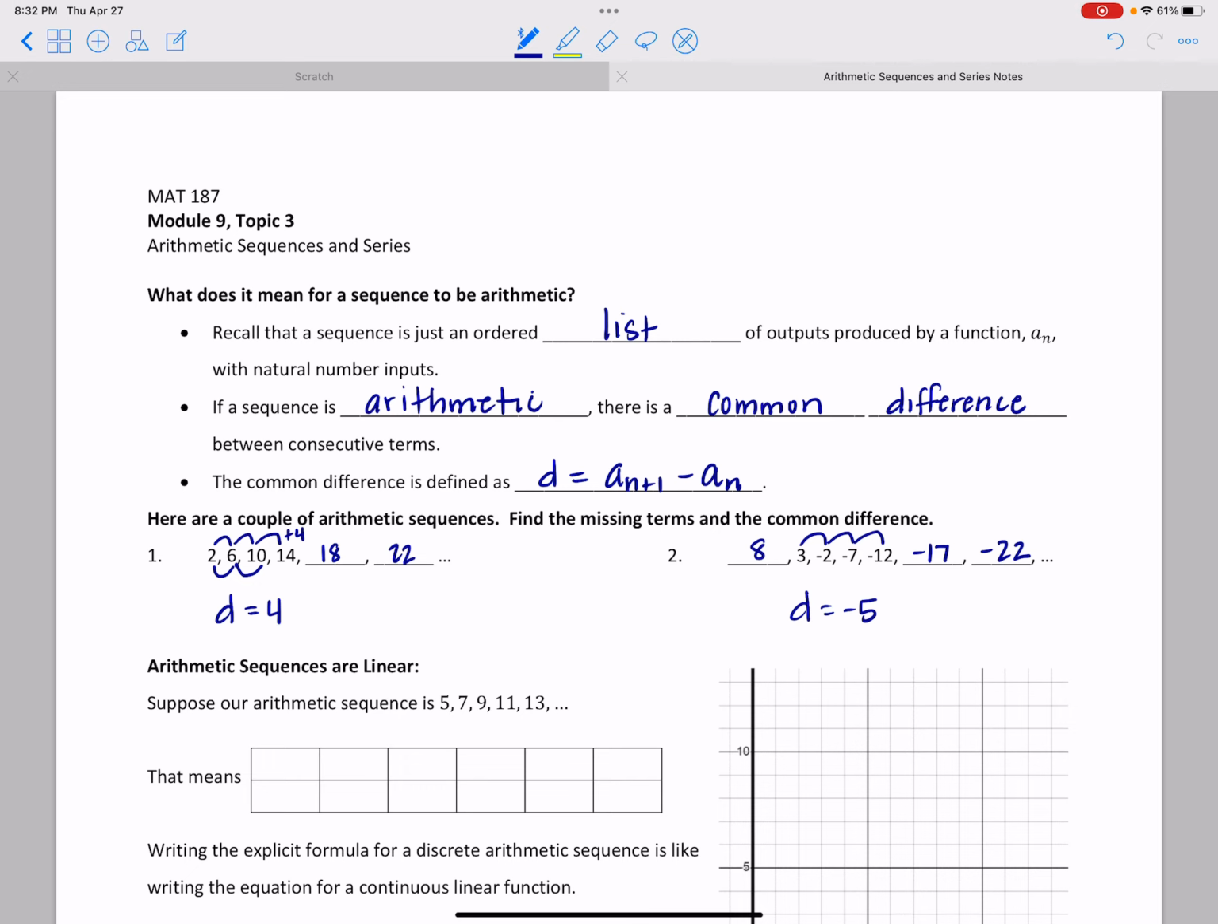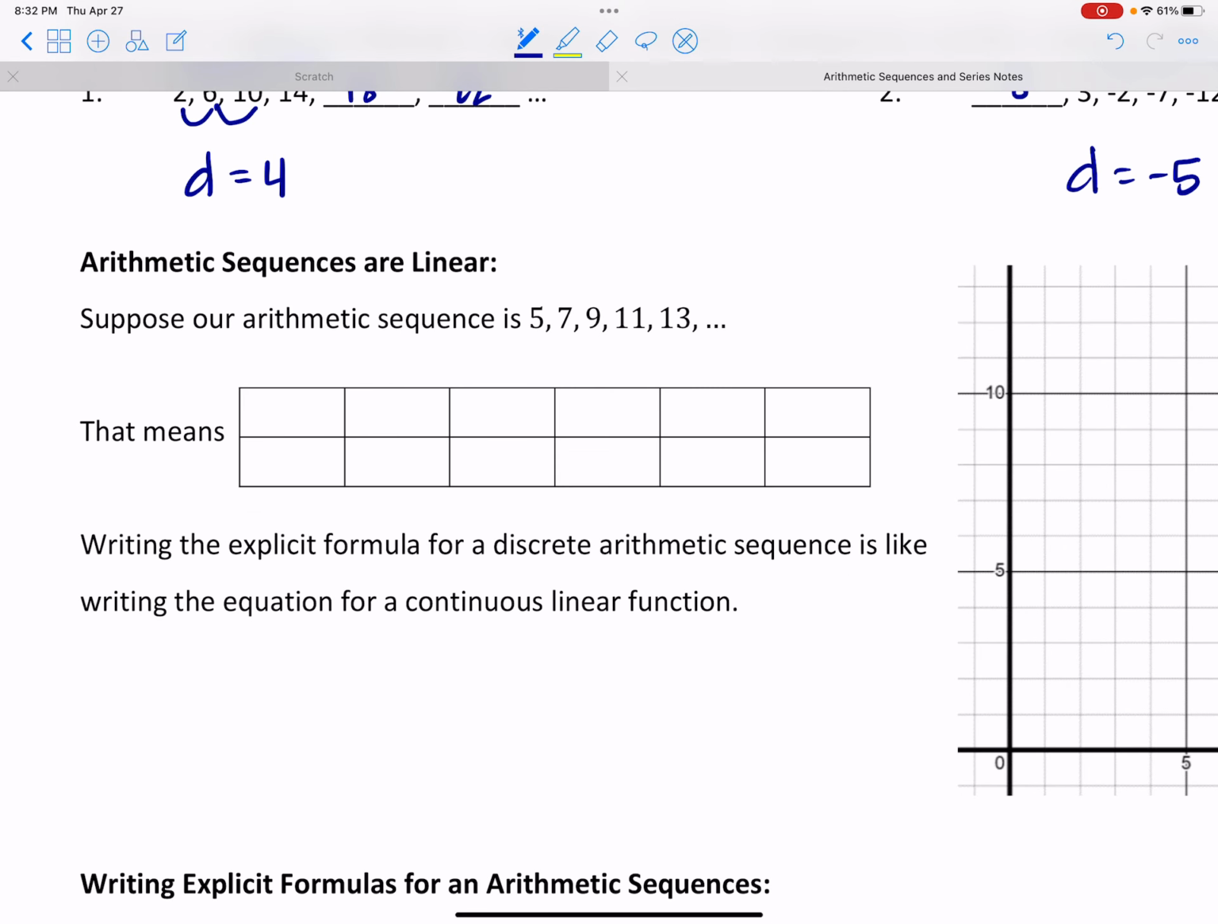Okay? Now I want to connect this to something that we already know. Arithmetic sequences are linear in nature. So let's suppose our arithmetic sequence is the numbers 5, 7, 9, 11, 13, and so on. When I say that list is 5, 7, 9, 11, and 13, I mean those are the outputs for a function. So if I was to put them in a table, the 5, 7, 9, 11, and 13 would be a set of outputs.